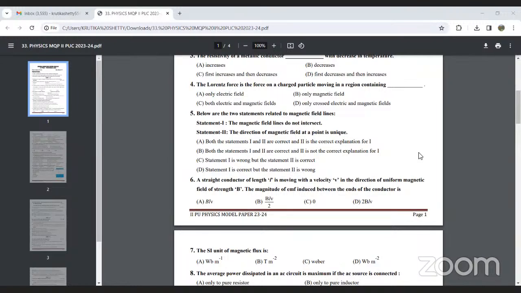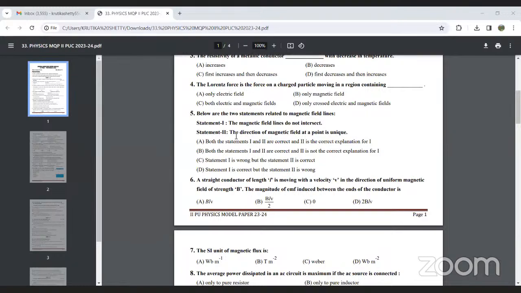Both the statements 1 and 2 are correct, and second is the correct explanation for first. You would have done assertion reason questions in 10th standard. So if you are appearing for the JEE and NEET exam, there also you can see such type of questions. Yes, both are true. A option.